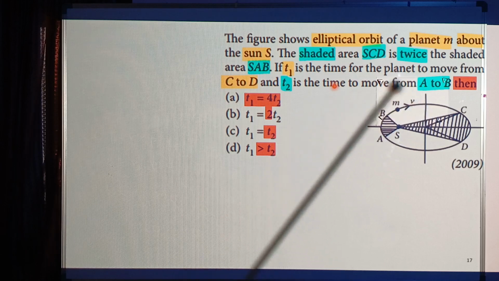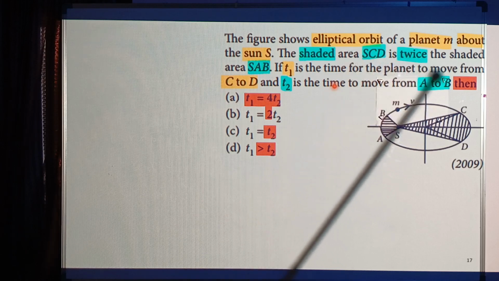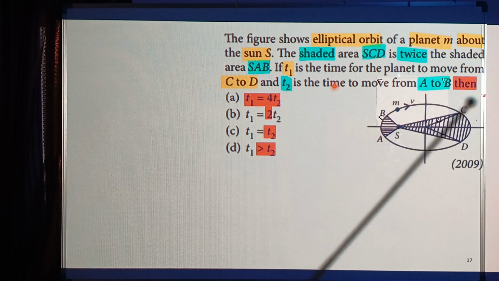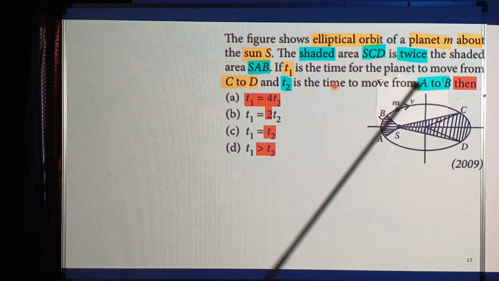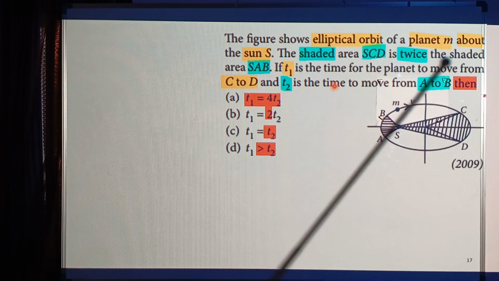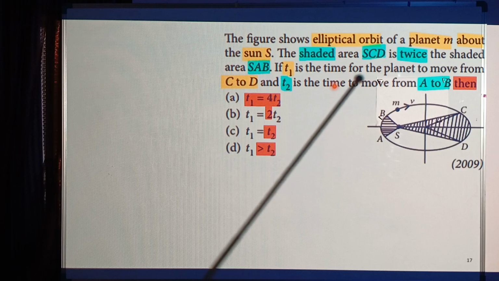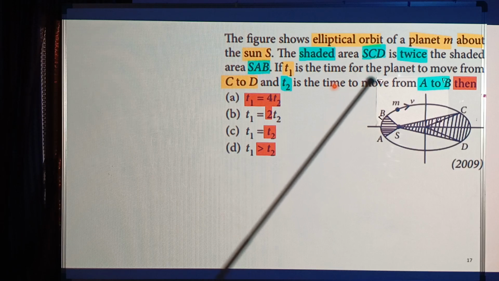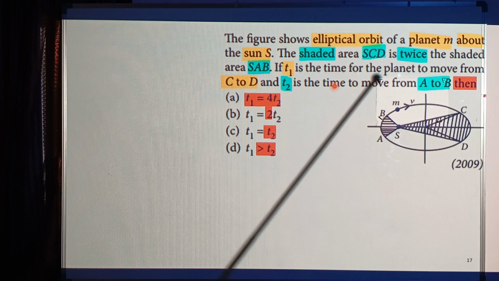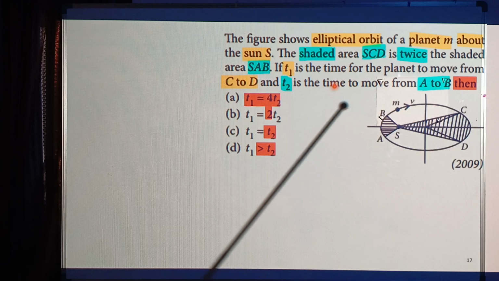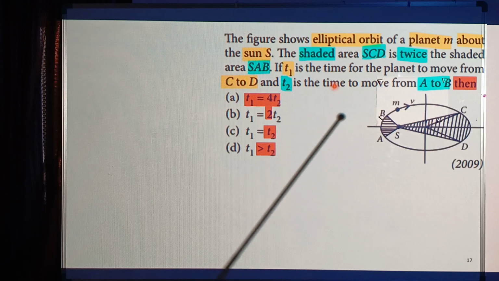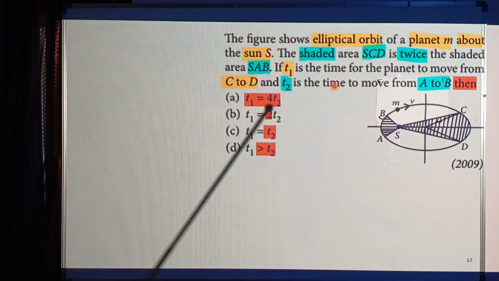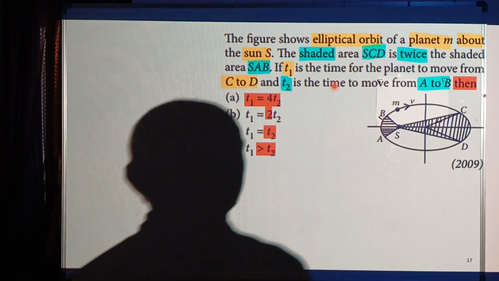The figure shows an elliptical orbit of a planet about the Sun. The shaded area SCD is twice the shaded area SAB. If T1 is the time for the planet to move from C to D and T2 is the time to move from A to B, then T1 is 4T2, or T1 is 2T2. Now relate T1 and T2. You can pause and try this question.